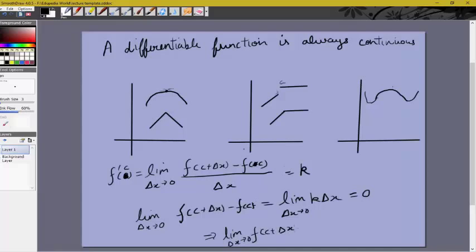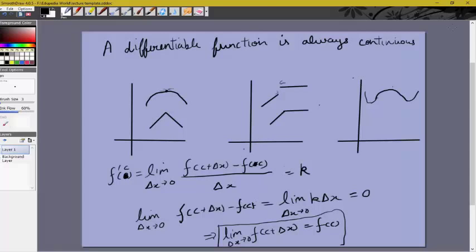of f of C plus delta x is equal to f of C, which is the definition, if you look at the previous video, for a function to be continuous, that the limit of the function's value should be the same. For derivative, the limit of the derivative should be the same. For continuous, the limit of the value of the function should be the same. So a differentiable function is always necessarily continuous.